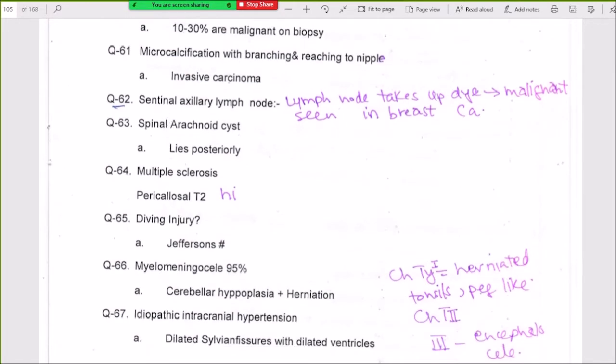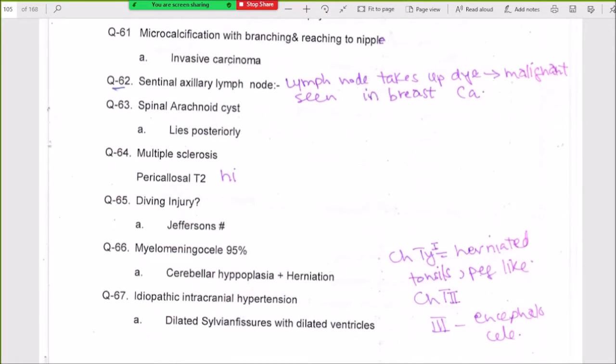Question 62. Central axillary lymph node. A lymph node that takes up dye and is malignant is seen in breast cancer. Now the scenarios are that a lymph node takes up dye and is seen in malignancy, and is also seen in breast cancer. So these are the related scenarios.